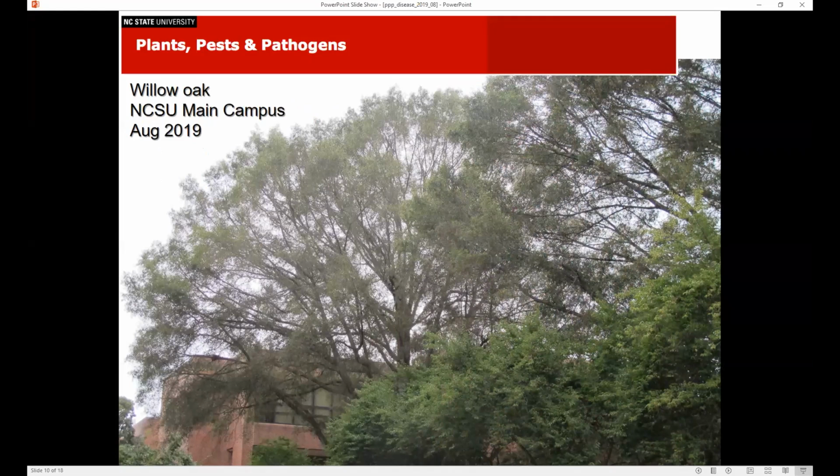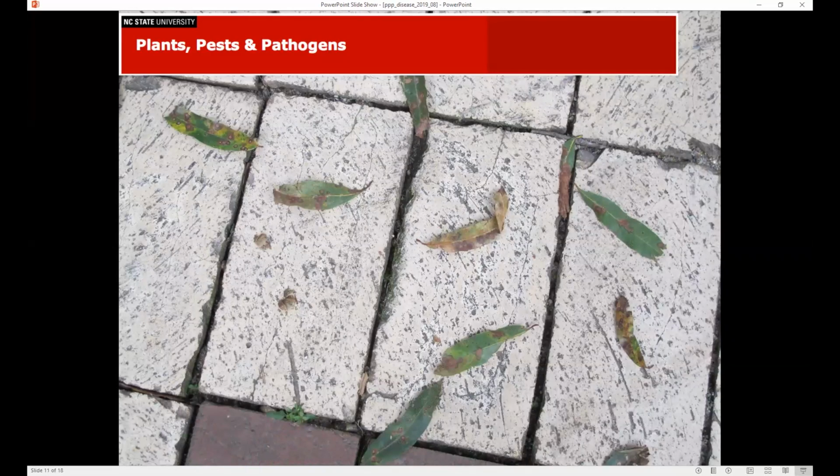And my final problem that I wanted to highlight here was from campus. This particular willow oak, which is just a few hundred feet from where I'm sitting, has for the last several weeks, actually over a month, dropped a lot of its leaves. And if you look at those leaves on the ground, you can see that there's a lot of leaf spots on them. Now, I can't guarantee that the spots are causing the defoliation, but this is a disease that, if it's heavy enough, can cause defoliation.